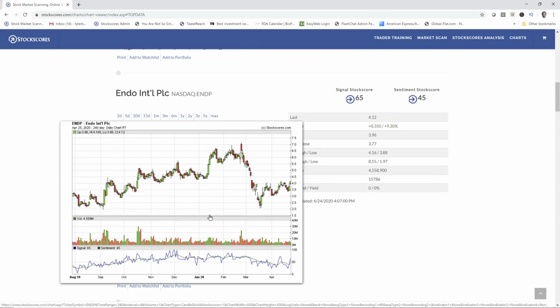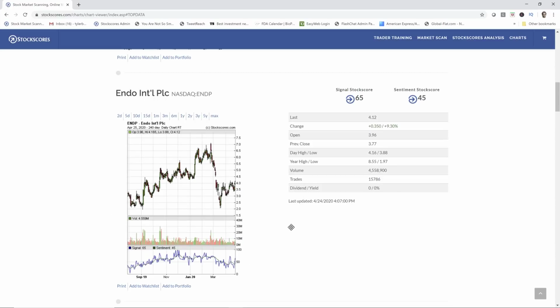Here is ENDP. Very similar pattern. The first break of the downward trend line was here, but not from a rising bottom. Then we broke this downward trend line there from a rising bottom. Haven't gone too far yet. And then late last week on Friday, we started to break through this $4 ceiling price. That's a good indication that this stock is in turnaround mode, another decent opportunity.